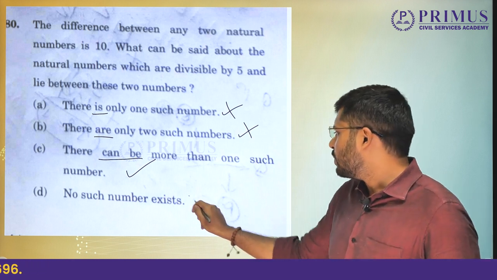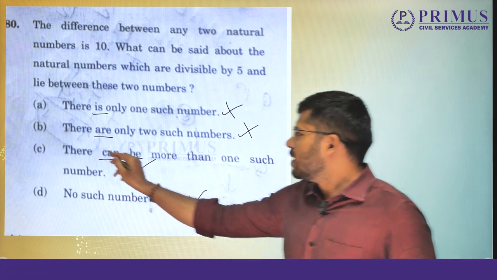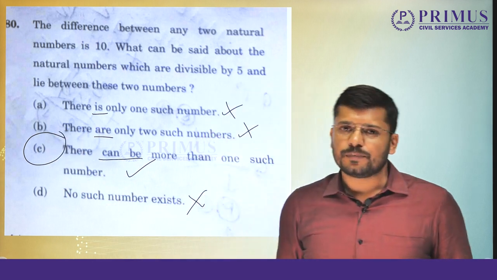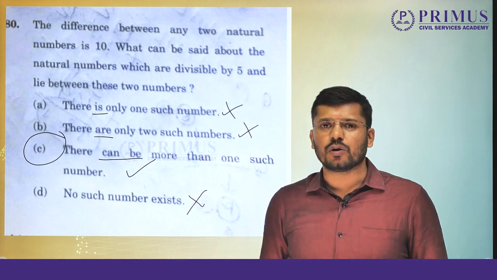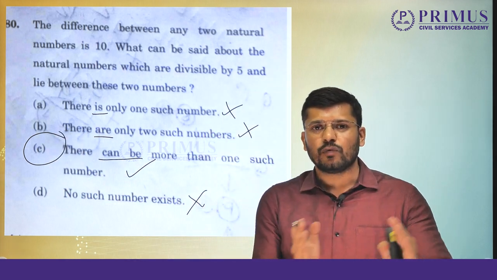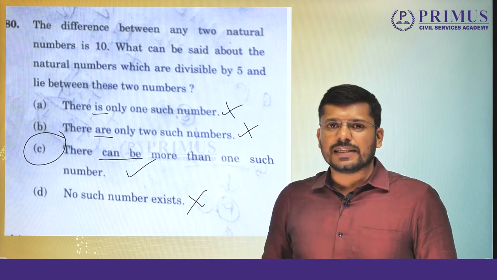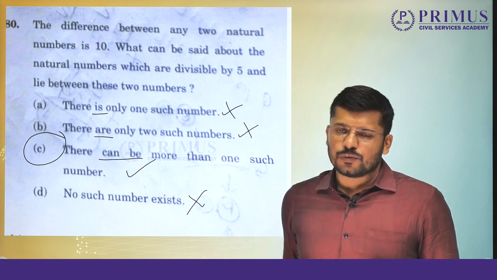So no such number exists? No. So what will be our answer? Our answer will be option C. So here we are done with all the reasoning questions of the CSAT paper of 2025. Next we will see the quantitative aptitude or mathematics questions.